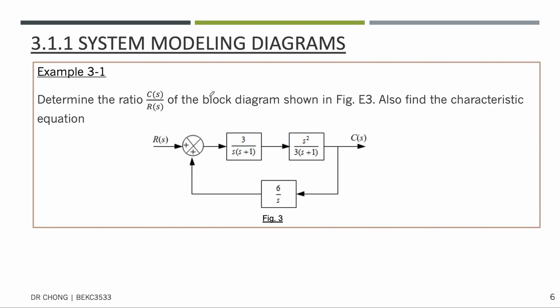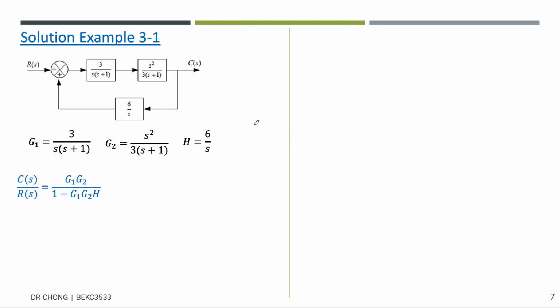We need to determine the transfer function, output versus input, for this block diagram. Check the arrow direction: it is a loop, so this is a positive feedback system. Then we have the blocks as this. Look at this solution. We name the blocks: this is our G1 block, this is our G2 block, and this is my H block.